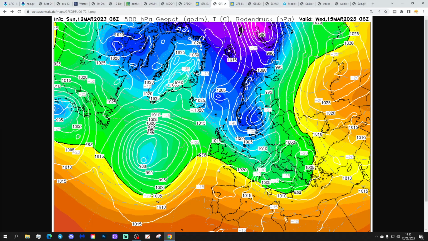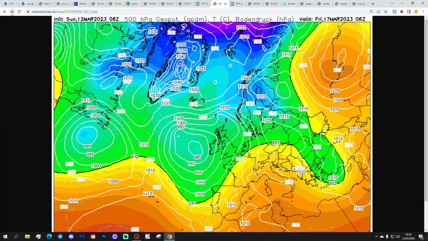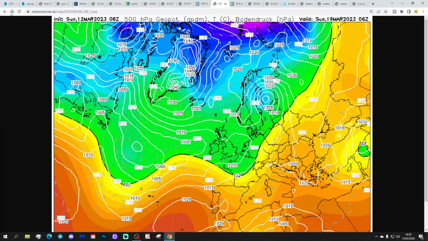The GFS 6Z, again, with that ridge of high pressure, transient ridge of high pressure building up ahead of the next area of low pressure on Wednesday, being cold air, and then that low pressure pushing through the country at the end of the week into the weekend.